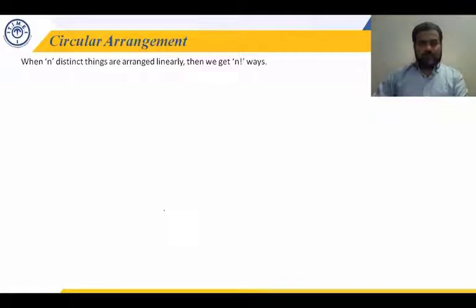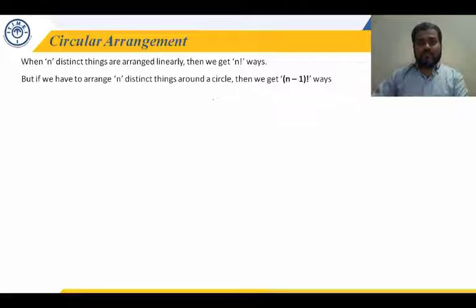So what is circular arrangement? We have already learned that when n distinct things are arranged linearly, meaning in a row or in a line or in a queue, then we will get n factorial ways, right? If we have a linear arrangement of n distinct things, then we will get n factorial ways. But if we have to arrange n distinct things around a circle, in that case we will get n minus 1 factorial ways. Okay. So in that case, the number of arrangements will be n minus 1 factorial.